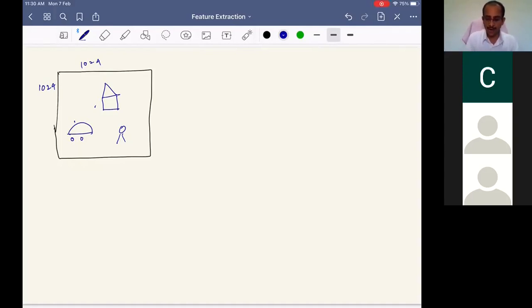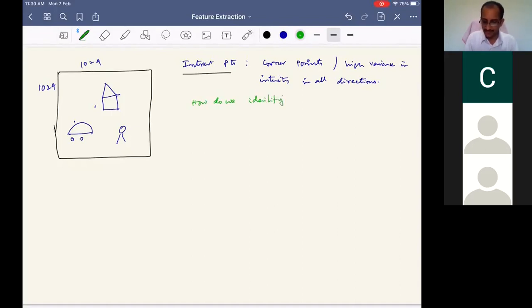Assume that, as we discussed so far and boiled down, the interest points are nothing but the corner points, the points where they have high variance in intensity in all directions. Okay, so now I need to have a mathematical approach to figure out such corner points. How do we do that? What should be the mathematical approach for that? Any suggestion on this? What's a good way to identify corner points?